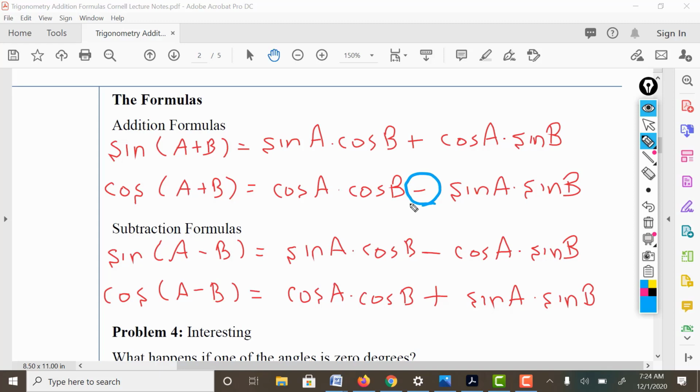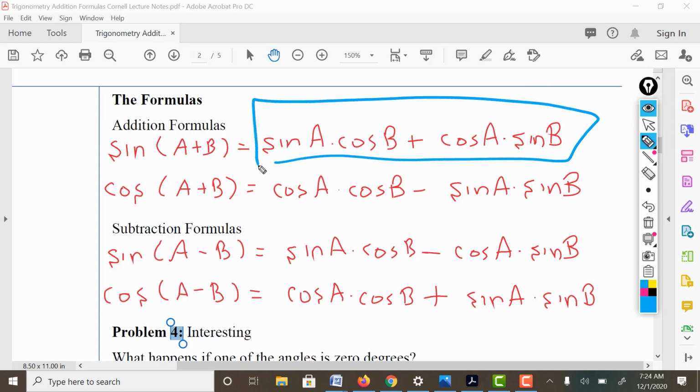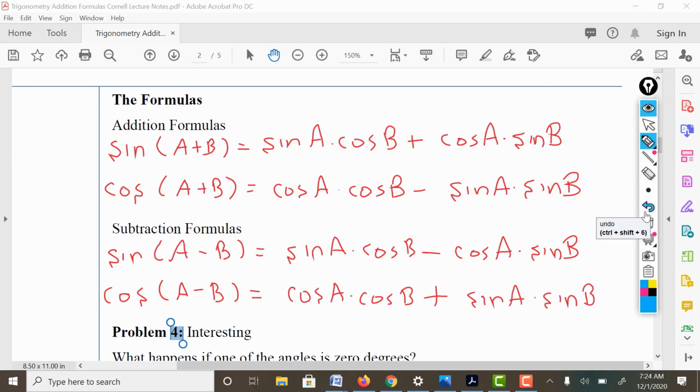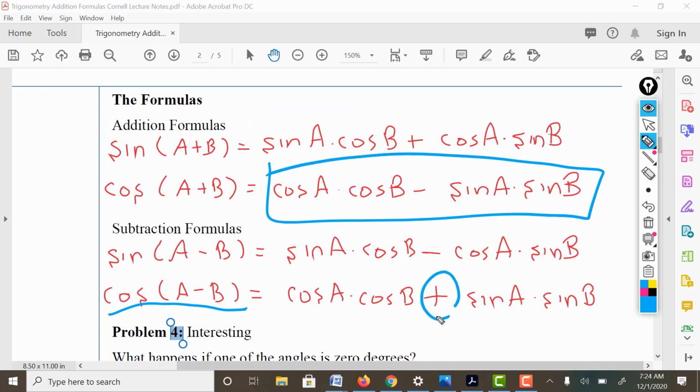I have double checked these formulas to make sure that for their accuracy, they are correct. If we're doing addition for cosine, it is minus, and this time the cosines are lined up together and the sines are lined up. And then we have the subtraction. Sine A minus B is pretty much exactly the same, except it's a minus. And then, of course, the cosine A minus B is exactly the same, except it's a plus. So with the minus for the cosine, you have a plus.